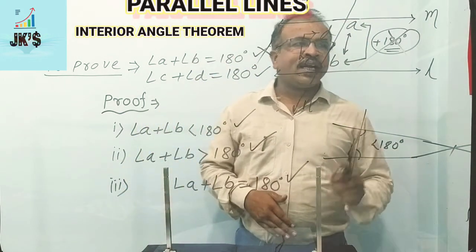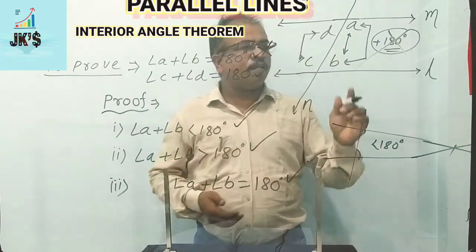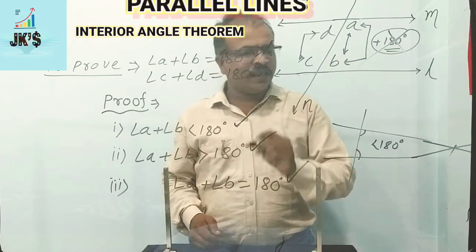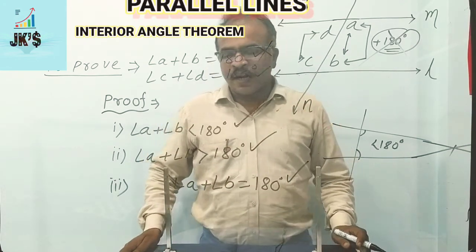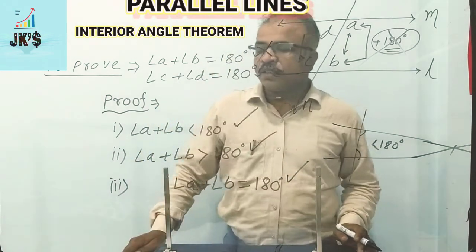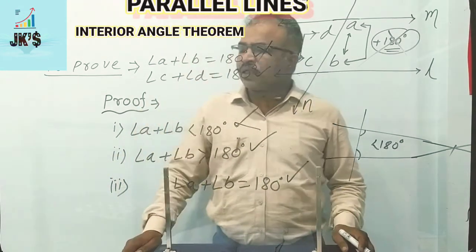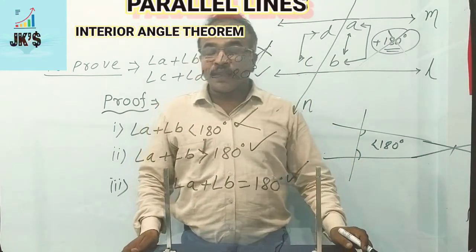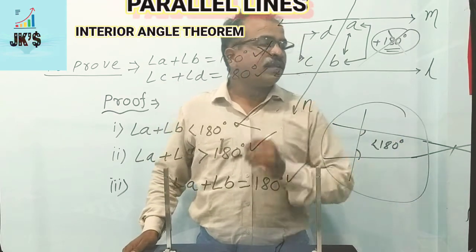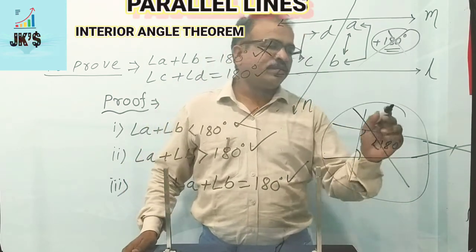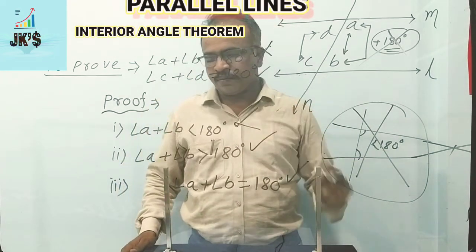But it is given that lines M and L are parallel. When we consider that the sum of A and B is less than 180, then these two lines do not remain parallel to each other. Hence, our first consideration is wrong. What is our first consideration? That angle A plus angle B is less than 180. According to Euclid's postulate, that is wrong, meaning this possibility is not possible.